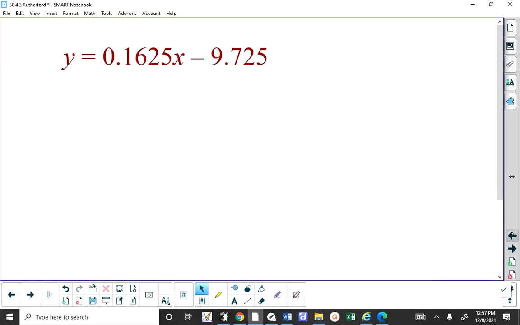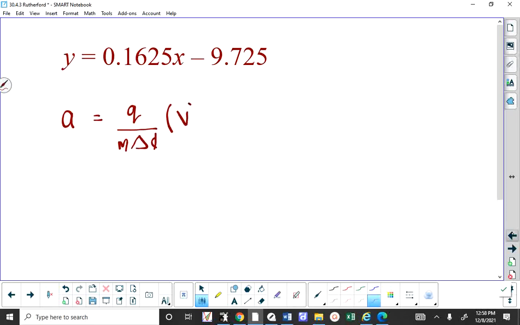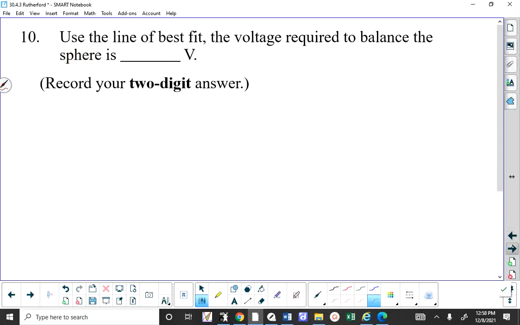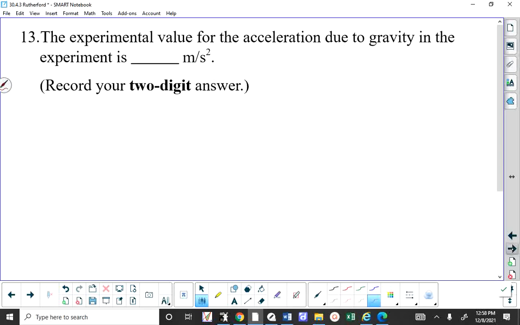Don't forget, this is A equals Q over M times the distance between the plates times the voltage plus, well, minus G. So right away, you know what G is. The experimental value of the acceleration due to gravity is 9.7 meters per second squared. And I think that's a question here someplace. There it is, number 13.